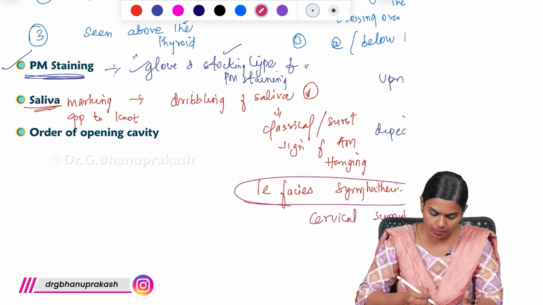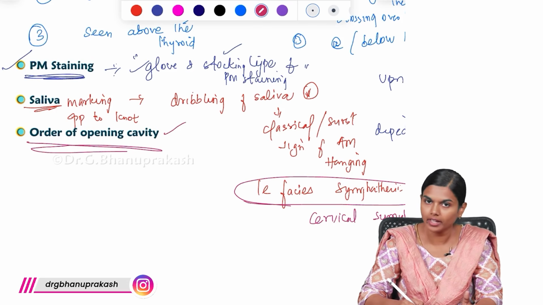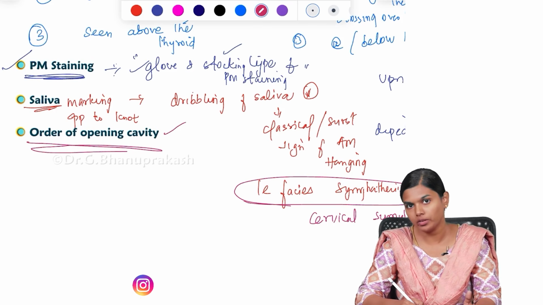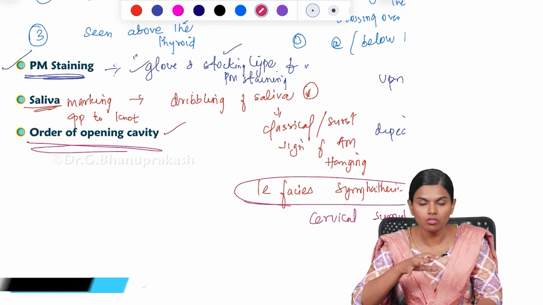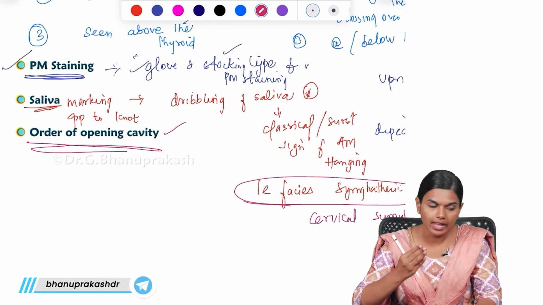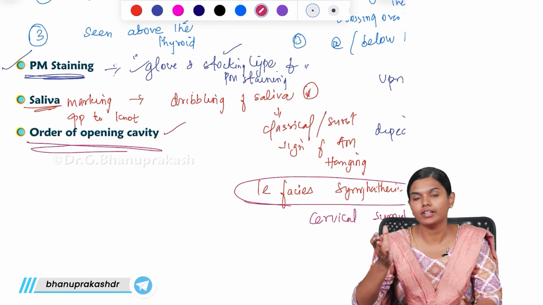Apart from that, there is one more question that is usually asked: what is the order of opening the cavity? So, usually what we do is, we will open the area of interest. So, if there is any injury, we will open that area first, then we will do the rest later.